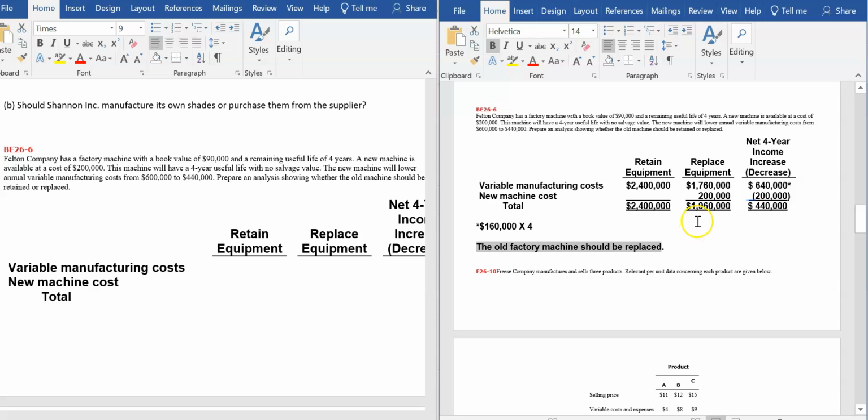From a qualitative perspective, let's think about the impact of replacing a machine. One, it's going to have an impact on our labor. Maybe it will require additional training. Maybe our employees will have to learn new skills, a new machine, new way of doing things, which may impact the morale of our employees.